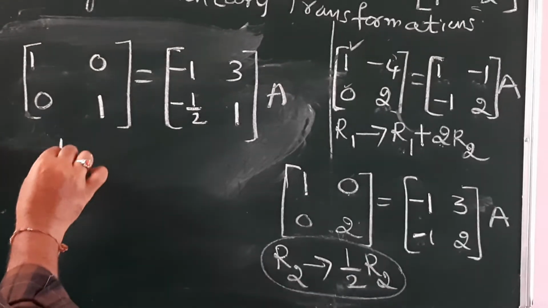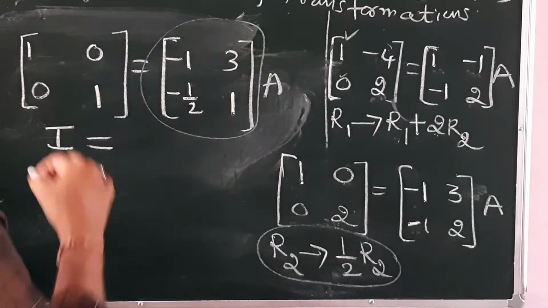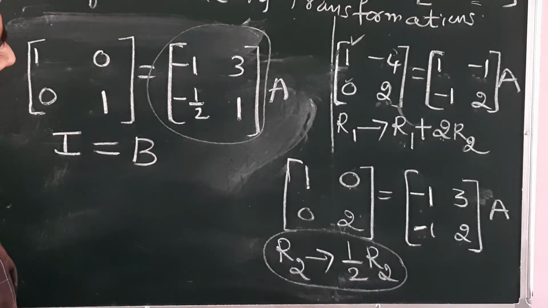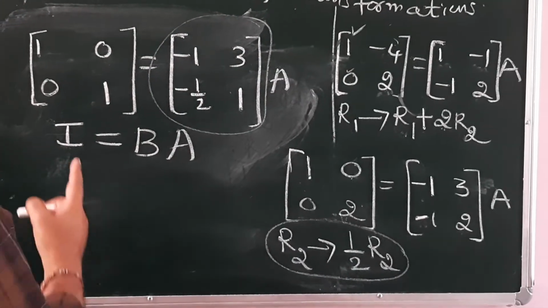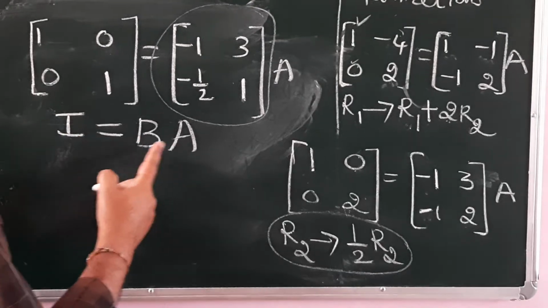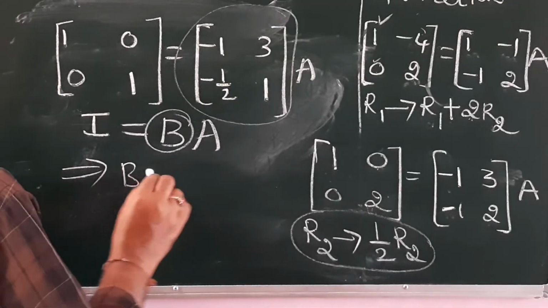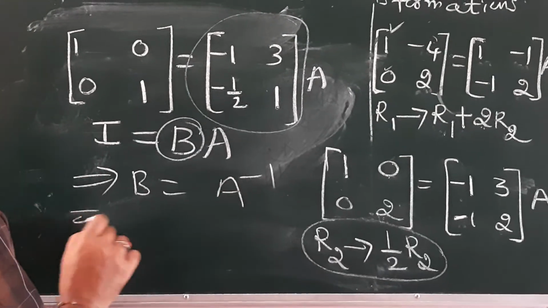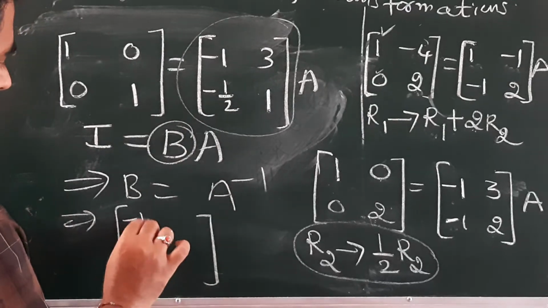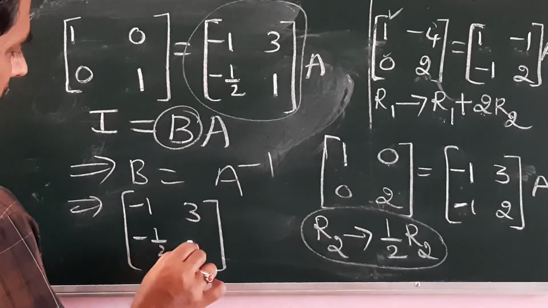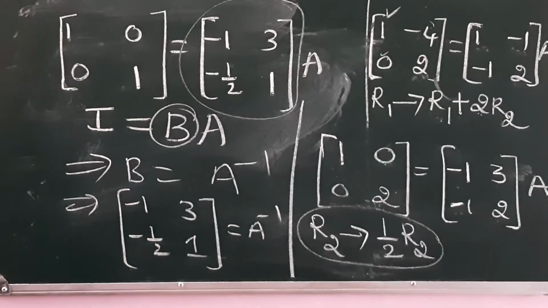So now it has been reduced to I is equal to, see, I earlier told in the class that consider this as another matrix here, B into A. See here, it looks like identity matrix is equal to B into A. This is the meaning here. What is the meaning here? B is the inverse of A. So what is the inverse here? So this matrix is the inverse, minus 1, 3, minus half, 1. This is the inverse of the given matrix.